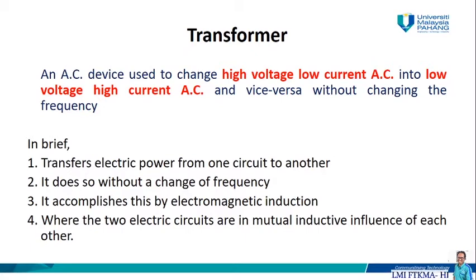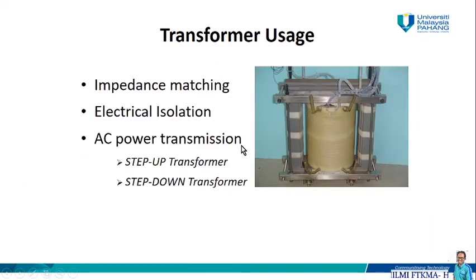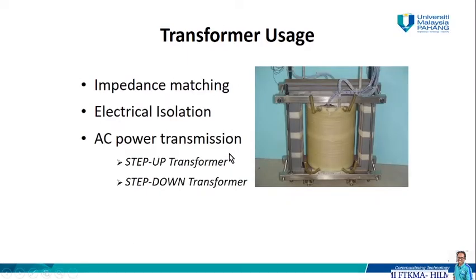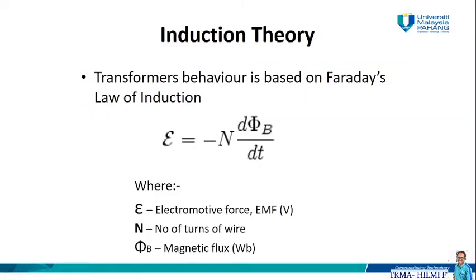Electromagnetic induction is where the two electric circuits are in mutual inductive influence of each other. A transformer is used in different kinds of applications. Some of them are impedance matching and electrical isolation. And the third one, the most common, is where a transformer is used for AC power transmission, where we have a step up transformer and a step down transformer.